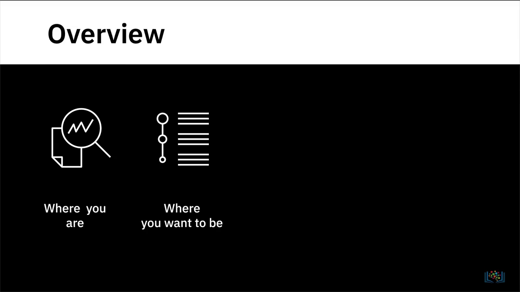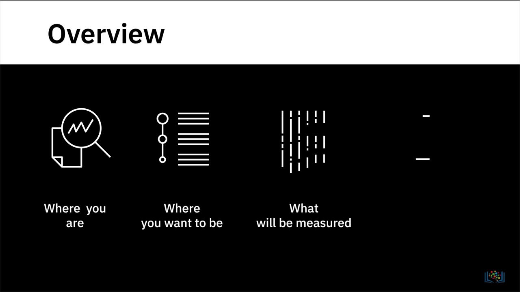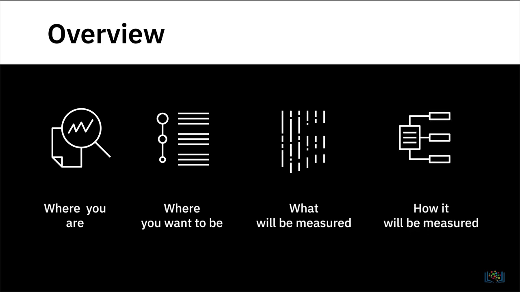At this stage, you have an understanding of the problem and the desired outcome. You know where you are and where you want to be. You also have a well defined metric. You know what will be measured and how it will be measured. The next step is for you to identify the data you need for your use case.